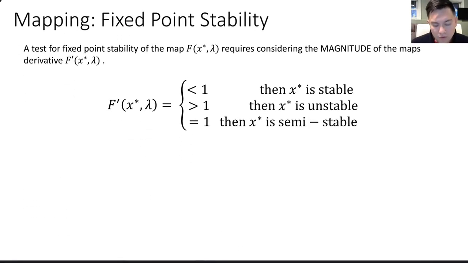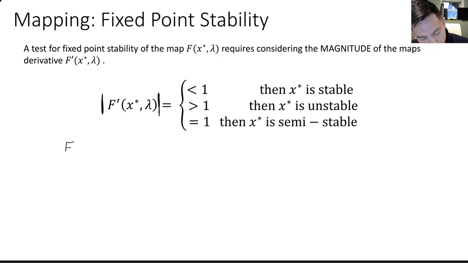A test for fixed point stability of the map f of x star requires considering the magnitude of our derivative of f. If it's less than 1, the map is then stable at that particular x star value. If it's greater than 1, then it's unstable at that fixed point. And if it's exactly equal to 1, then it would be semi-stable. And that's a rare case which we're not going to really delve into too deeply.